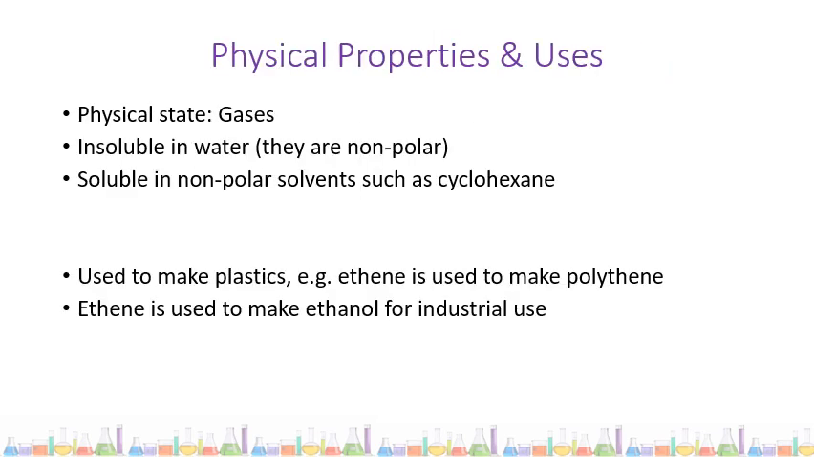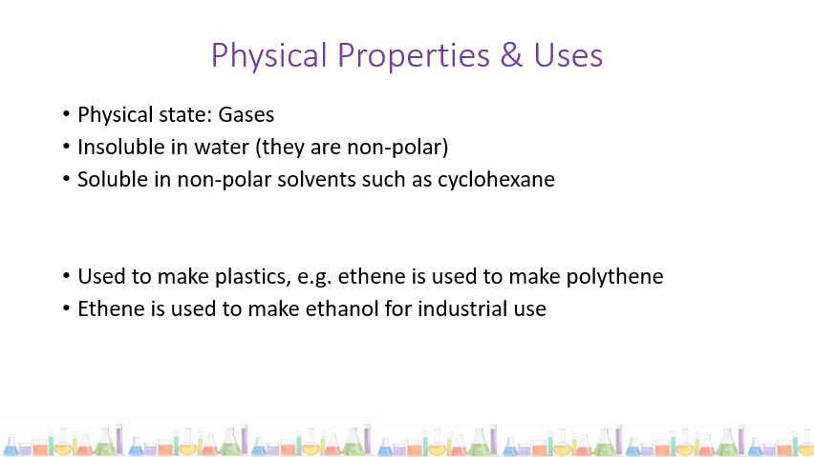So the physical properties and the uses. So the properties, alkenes are gases. They are non-polar, the same as alkanes, so there's a very small electronegativity difference between carbon and hydrogen. So they're non-polar, which means they are insoluble in water, because remember, like dissolves in like, and water is polar. There's a big electronegativity difference between the hydrogen and oxygen in the bonds in water. However, they are soluble in non-polar substances, and our example, if you're asked to give an example of a non-polar solvent at the moment, is always cyclohexane.